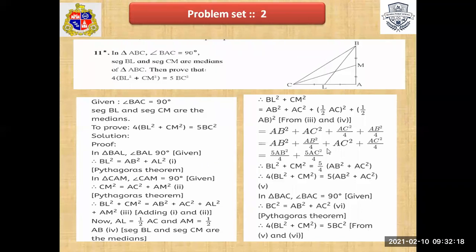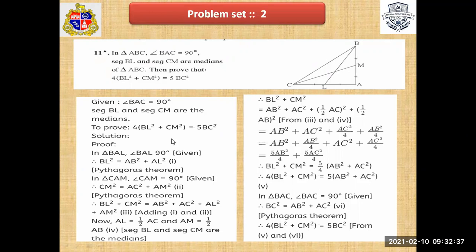Simple, students. Don't worry. First read the question carefully. Then write the given conditions one by one. Here they give angle BAC is equal to 90 degrees, and BL and CM are the medians of the triangle.